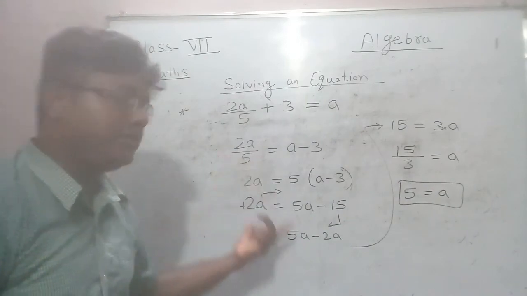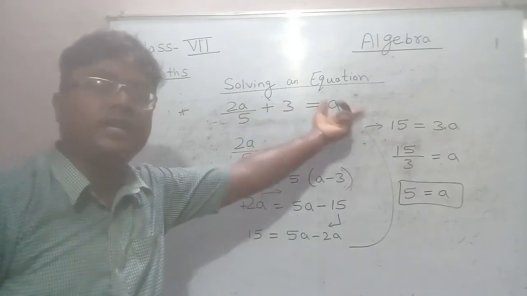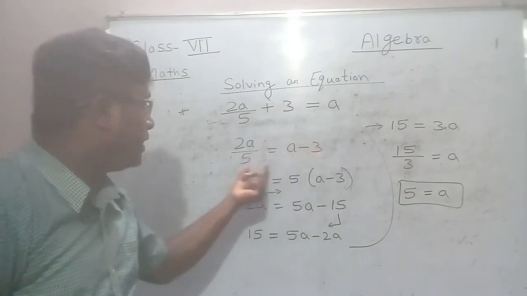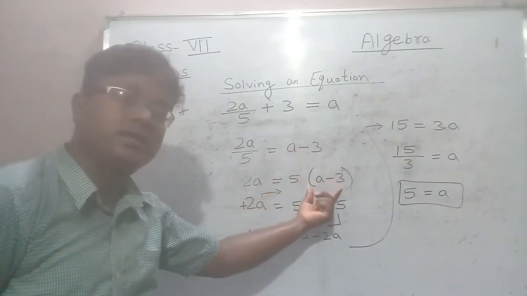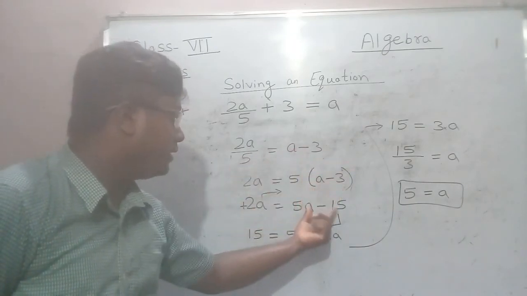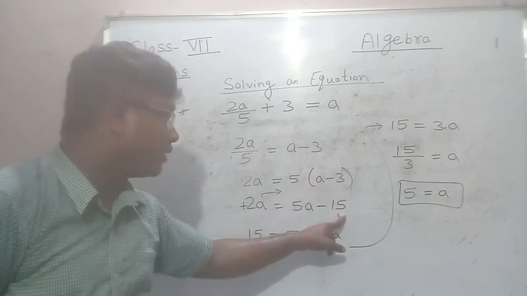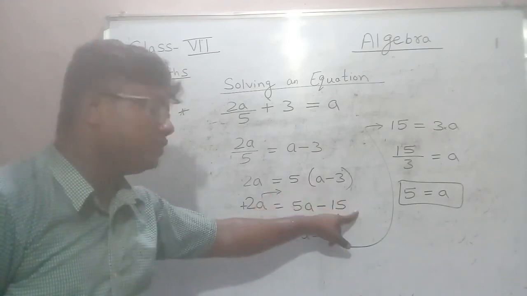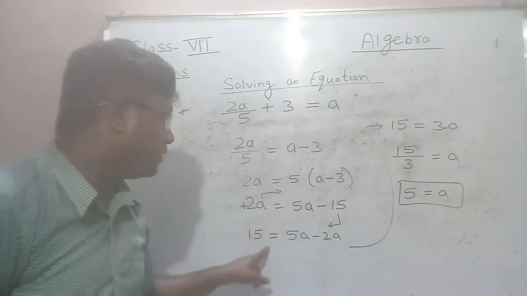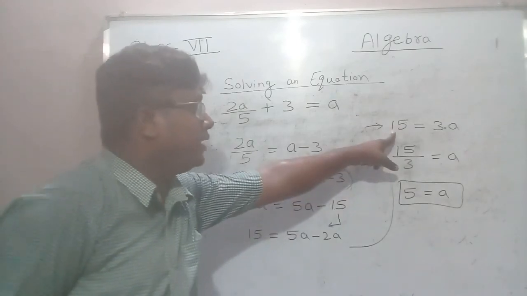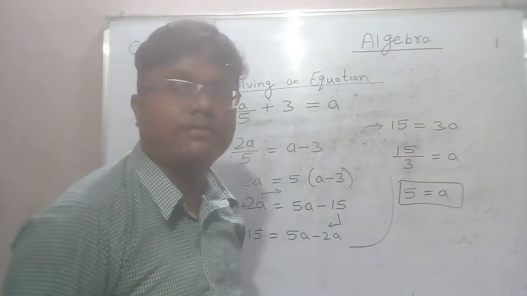It is very easy. First of all, we transferred this plus 3 to the right hand side, it became minus 3. Then 5 was dividing, so it went to the right hand side and multiplied: 5a, plus into minus, minus 5 into 3, 15. After that 2a is transferred to the right hand side and 15 to the left hand side, minus 15. Solve it and you will get 15 is equal to 3a, 15 divided by 3 is equal to a. Divide it, get the answer. Very easy.